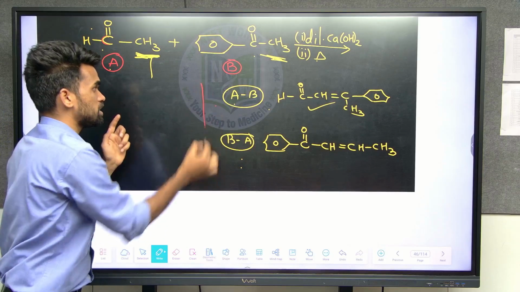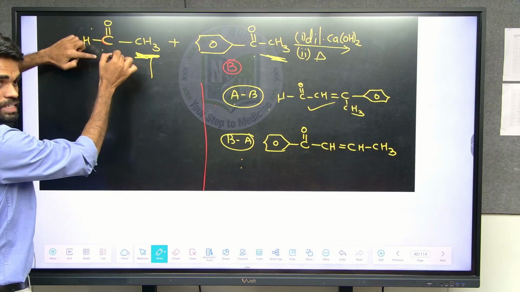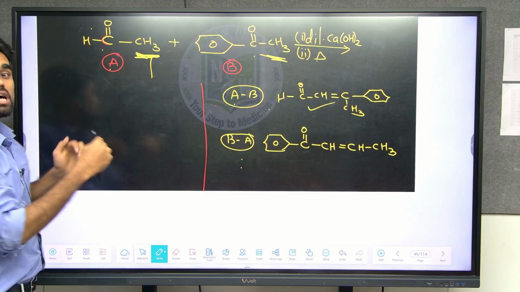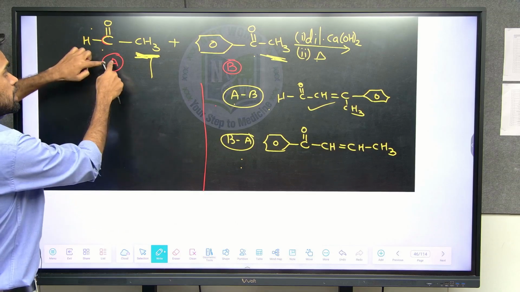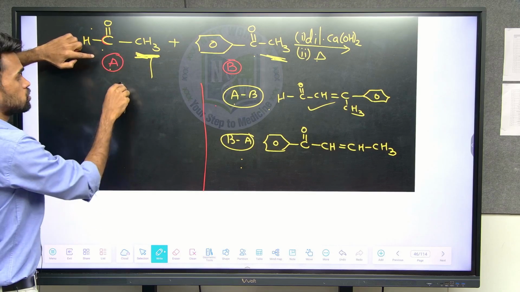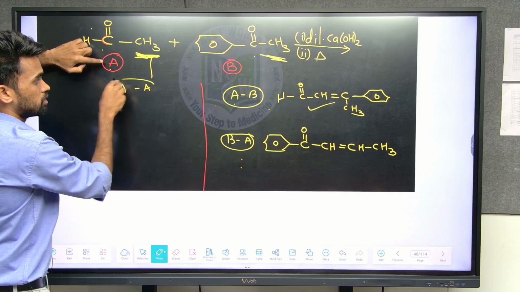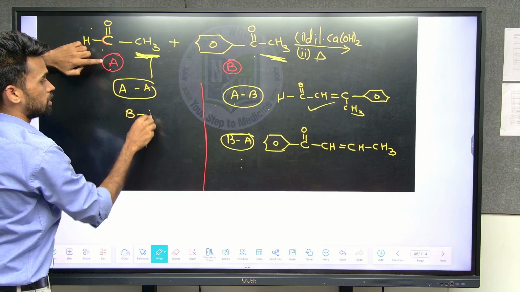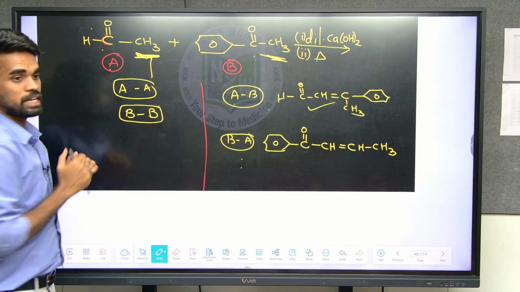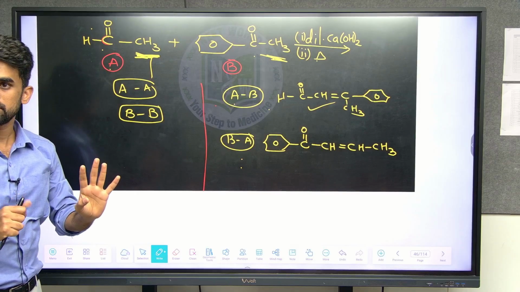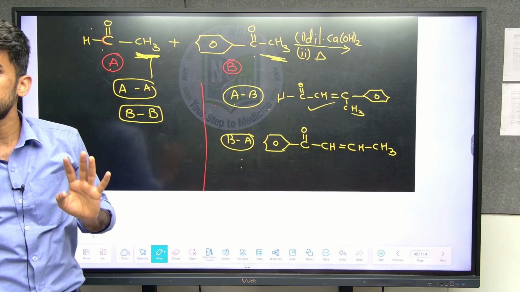Now just imagine A can also combine with itself. I am saying possible number of products. A can combine with itself also. So AA type product you will get, BB type also you will get. So totally how many are you getting? Four possible products. Yes. What is your confusion or any doubt?